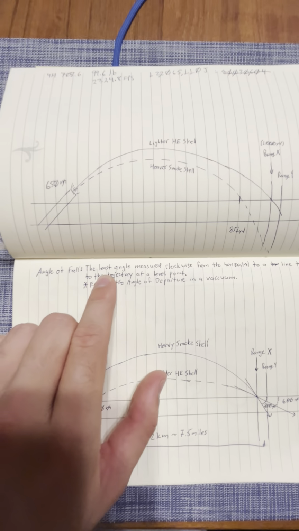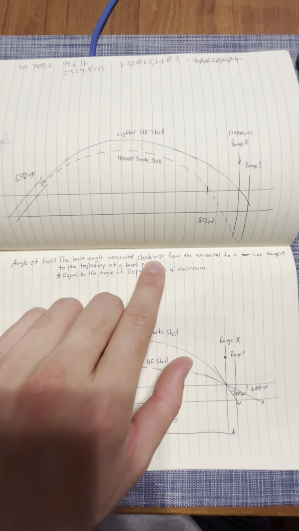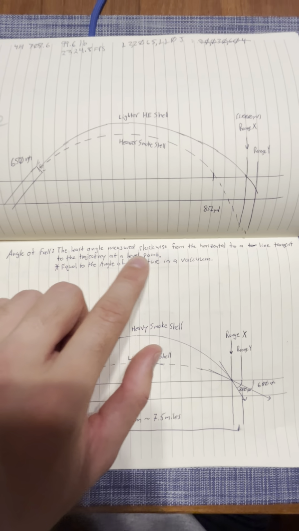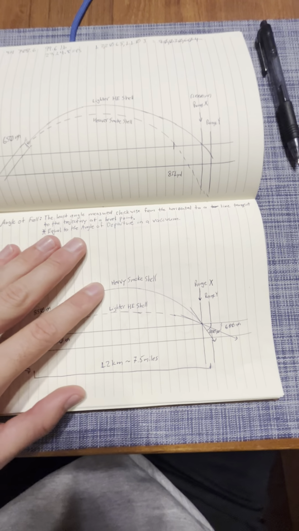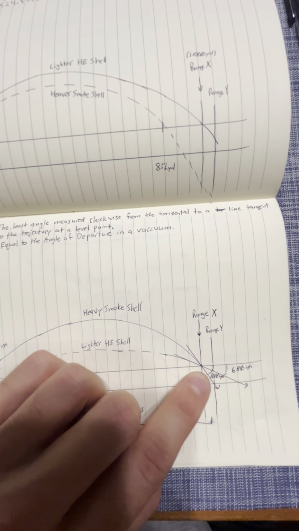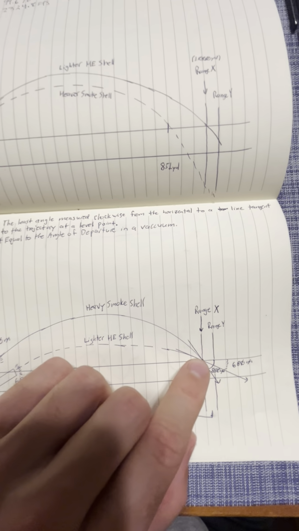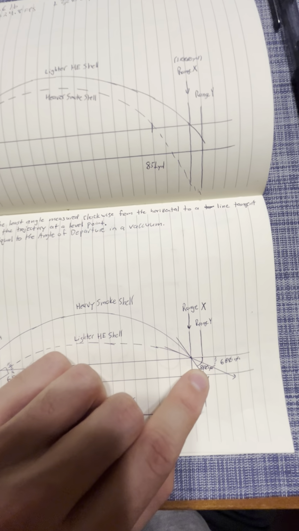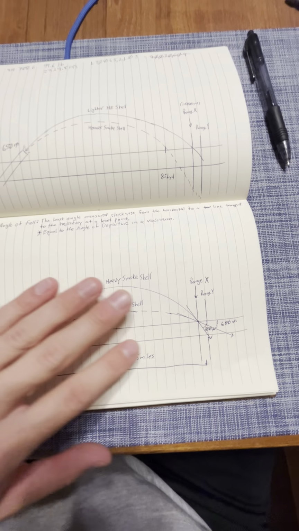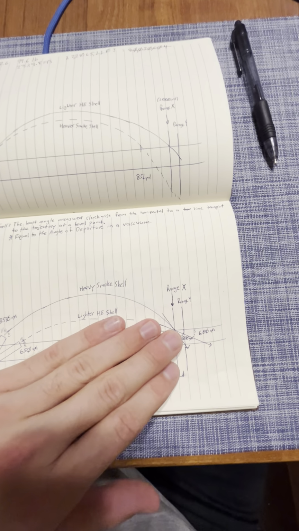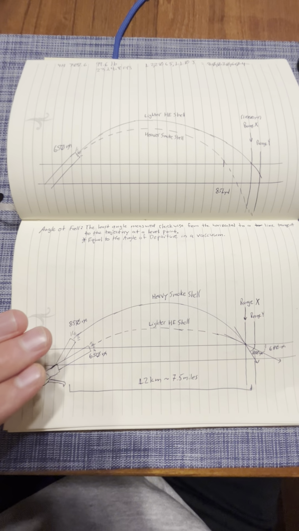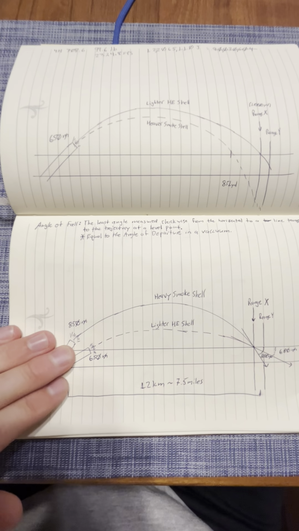So the angle of fall is the least angle measured clockwise from the horizontal to a line tangent to the trajectory at a level point. What that is: as your trajectory is arcing down, if you draw a tangent to where it crosses the horizontal plane, it forms an angle on this side, and that's your angle of fall. I'll zoom into that in a bit, but that is very closely correlated with its angle of departure, no matter if it's a bow or a rifle, or in this case, an artillery piece.